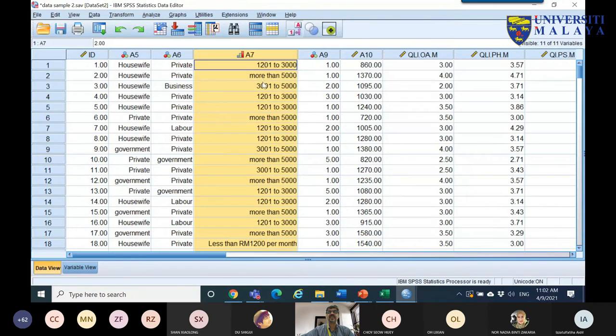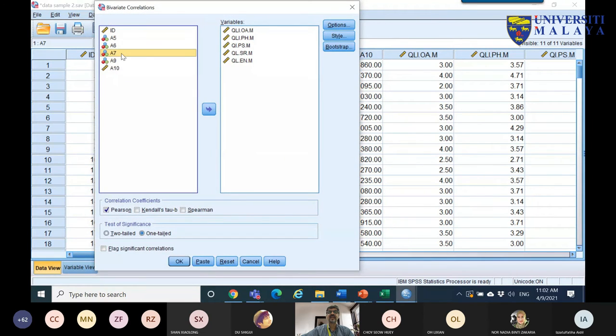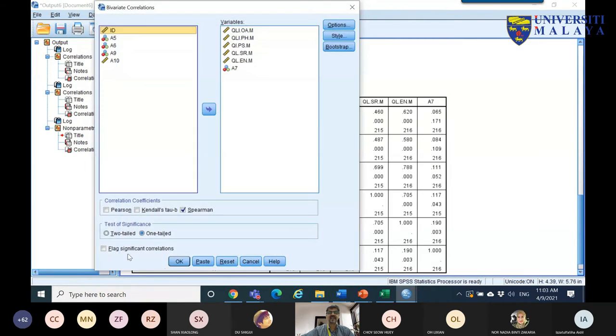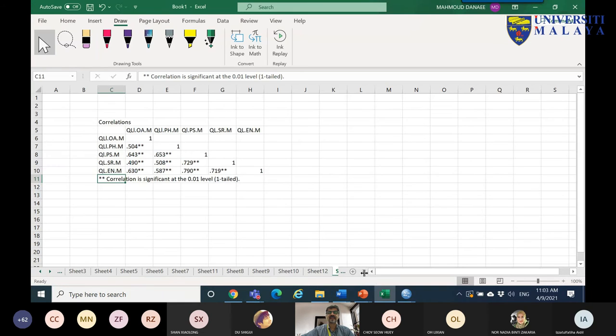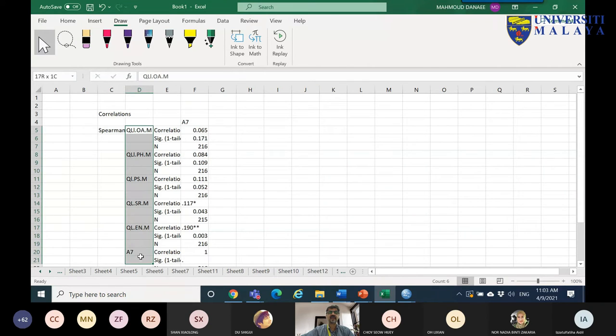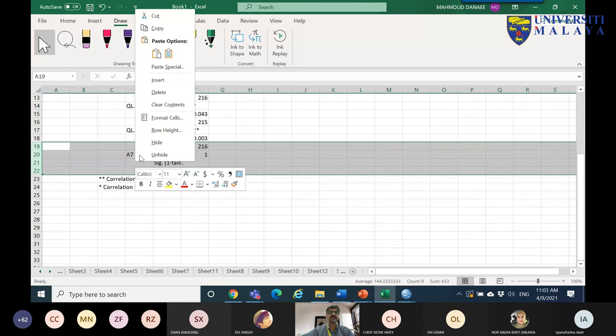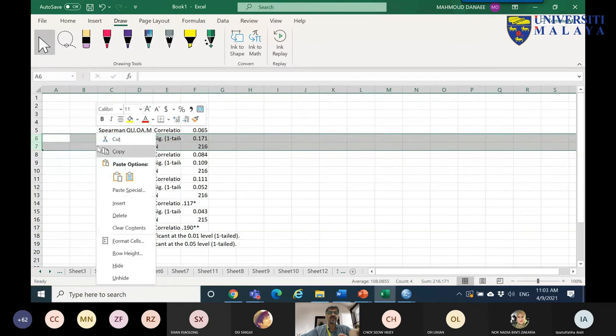So when you want to check the relationship between A7 and other outcomes, since A7 is an ordinal variable, what should I do? I need to run the correlation bivariate with A7, but this time I use a Spearman. Agree? Run it. So, let me just flag the relationship. Now look at here, this table, the first part, I don't need it. I just copy this table in Excel, paste it, and I don't need this part because I just want to look at the relationship between A7 and other components. So I just need this one, also I don't need this. What I need is only the R correlation coefficient.